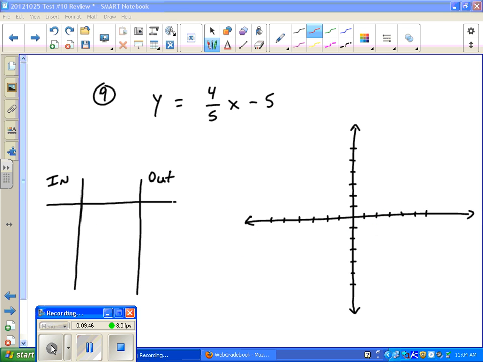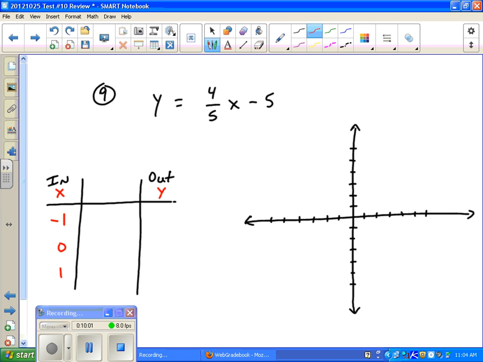Number 5 says y equals 4/5x minus 5. Inside, you make sure y is equal to all by itself. It's isolated. Your ins or your x's, your outs or your y's. Use the same values, -1, 0, and 1. And then put your expression, y equals your expression, 4 over 5, x minus 5.